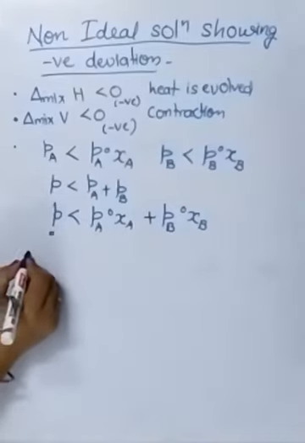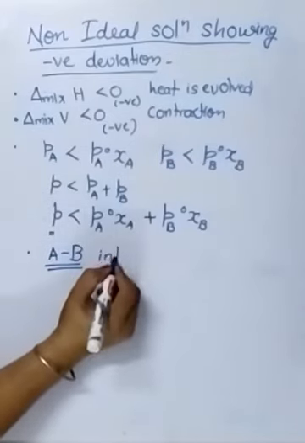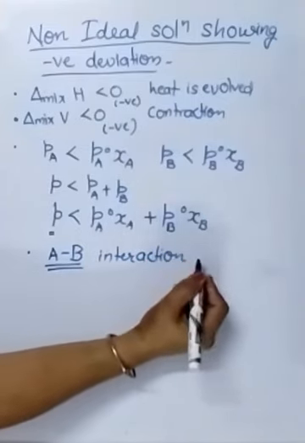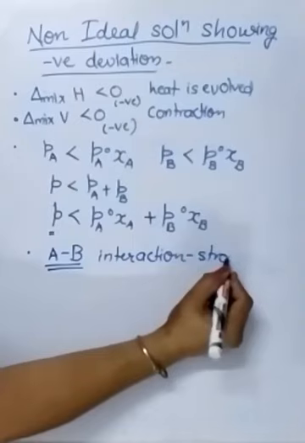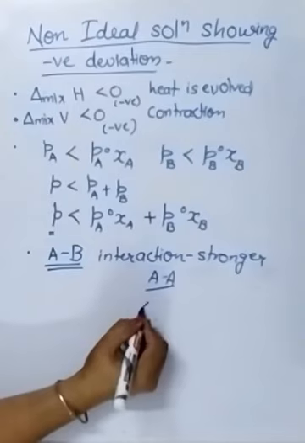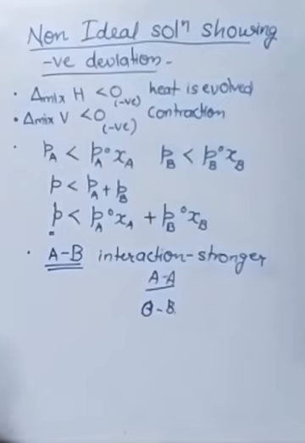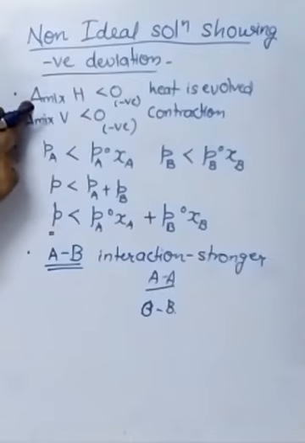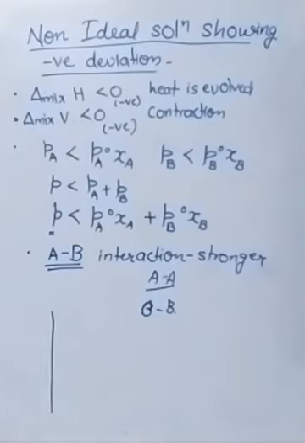Last but not least, the molecular interactions newly formed between the solute and solvent are stronger than the interactions between the solute and solute and solvent and solvent. That means these are stronger than the interaction AA in solvent and interaction BB in solute. We'll see graphically now. Just remember, opposite to non-ideal solution showing positive deviation. Now similarly, the graph will also be opposite.